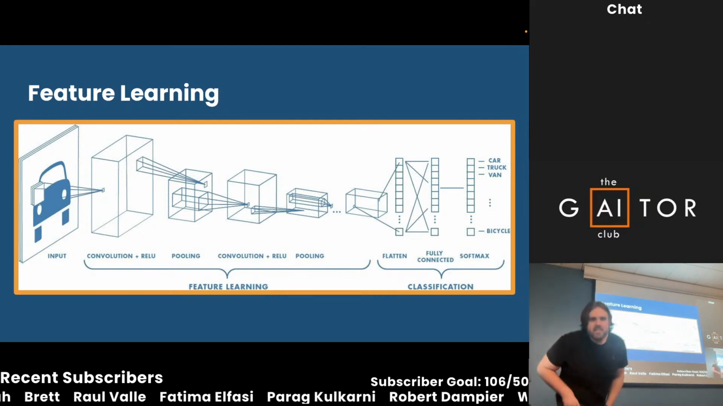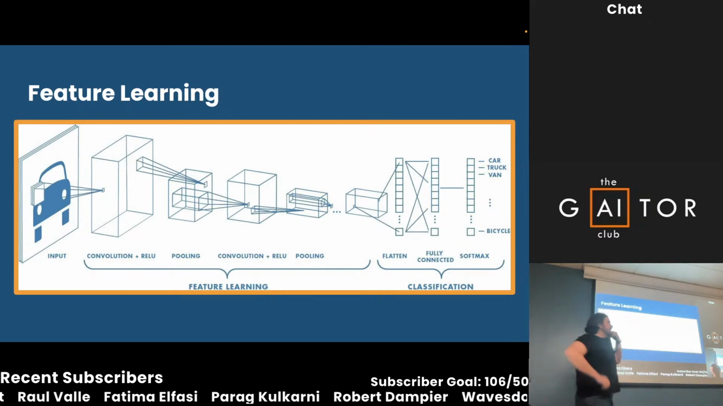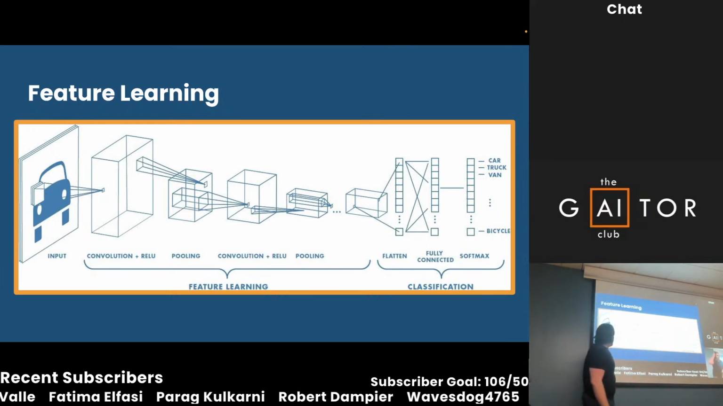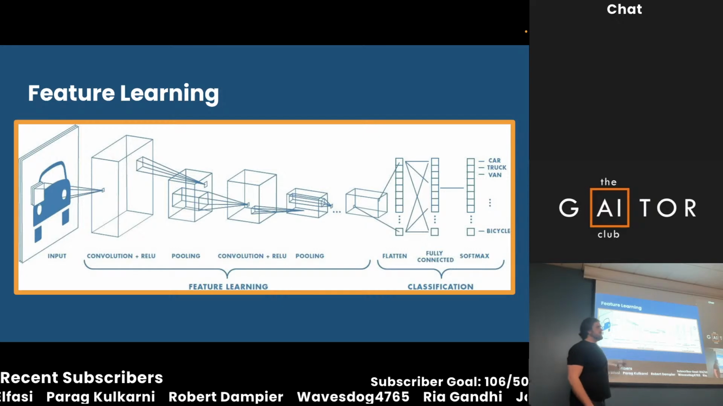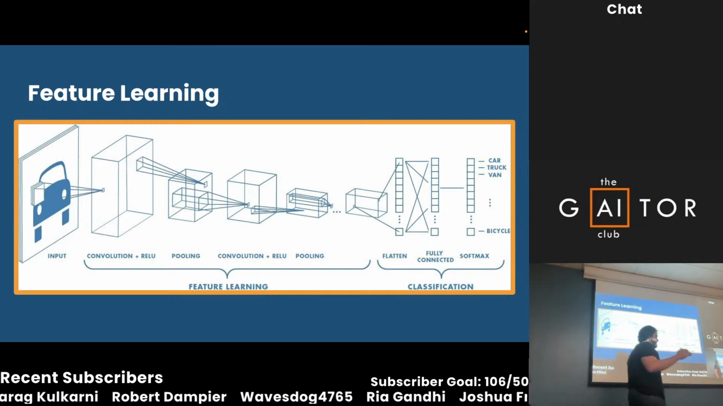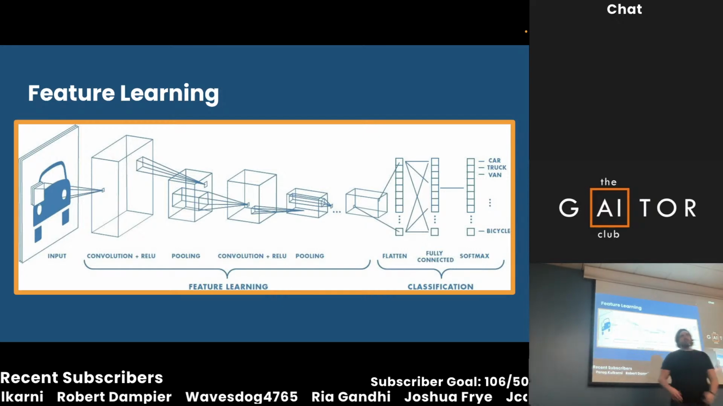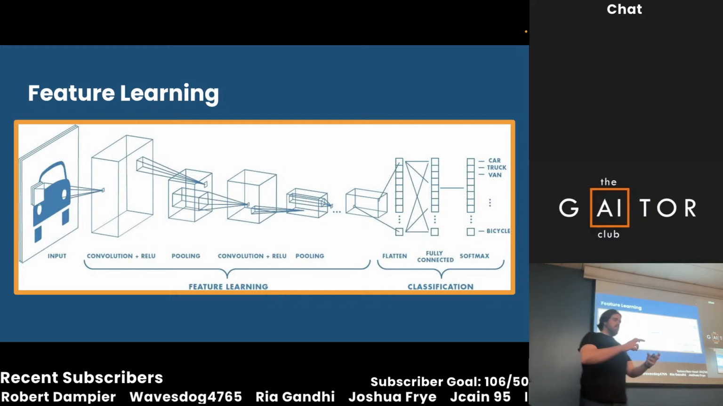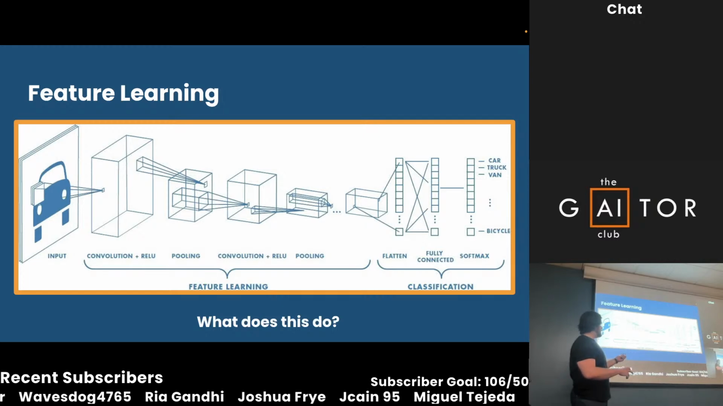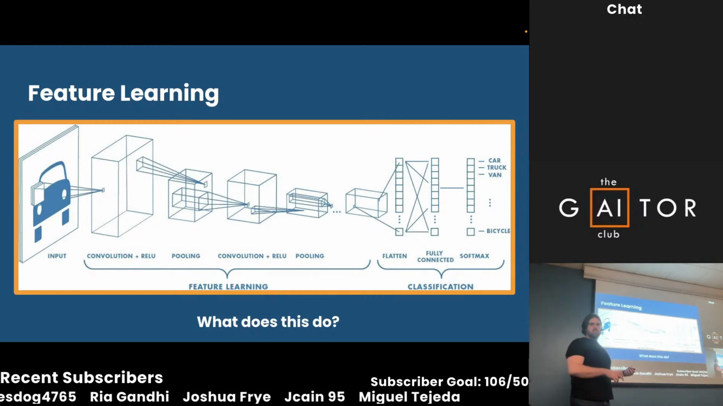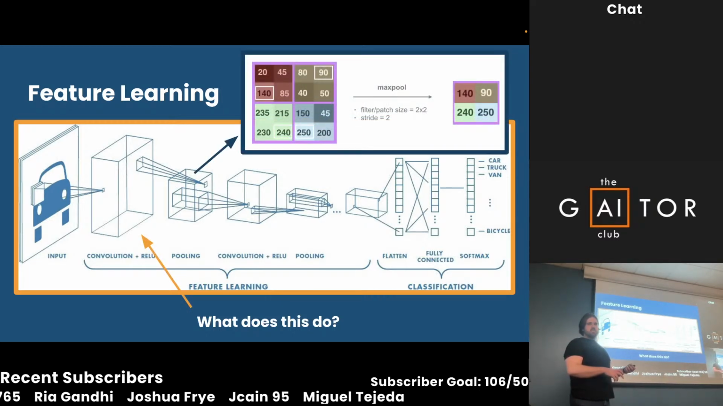Feature learning. Okay, so this is an example where you have an input of a car. This would be a convolution that solves for each filter using a ReLU, and then you have a max pooling where each filter has a 2x2. Do I talk about that? What does this do? I do talk about that.